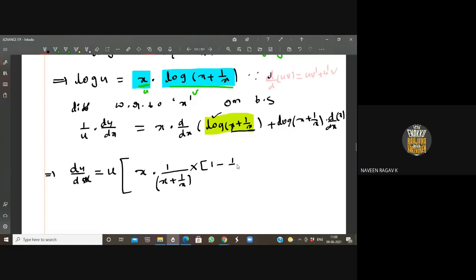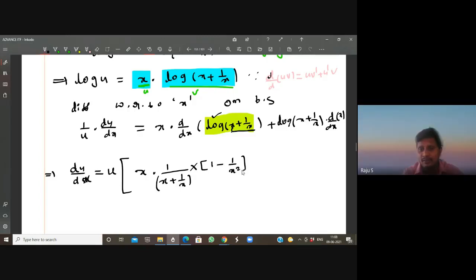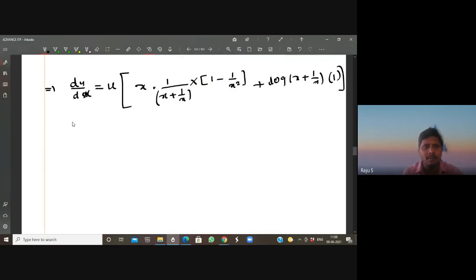Minus 1 by x square. Exactly. The integral of 1 by x is log x, but the derivative of 1 by x is minus 1 by x square. Okay, fine. Then log x plus 1 by x into d by dx of x, which is 1. At last we have to replace the u value.